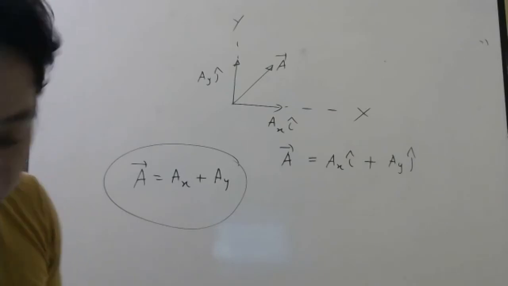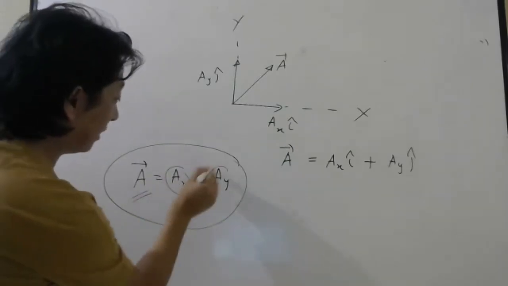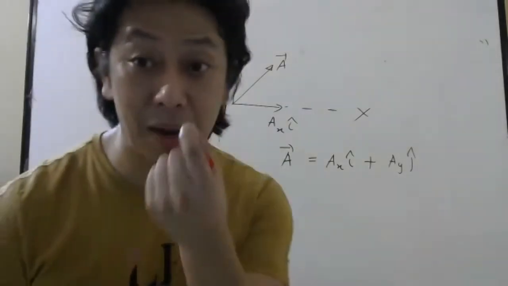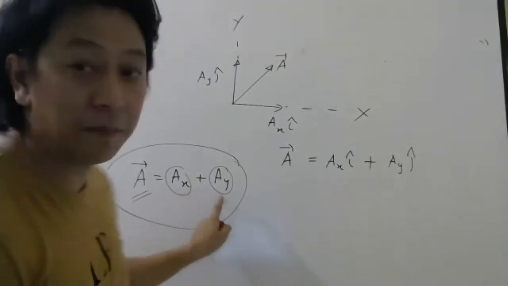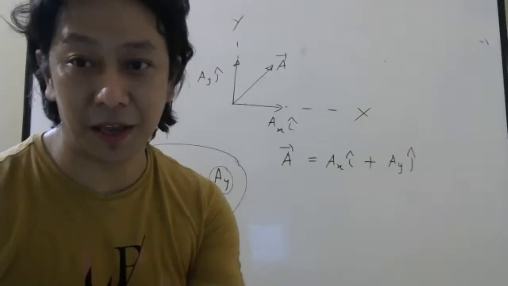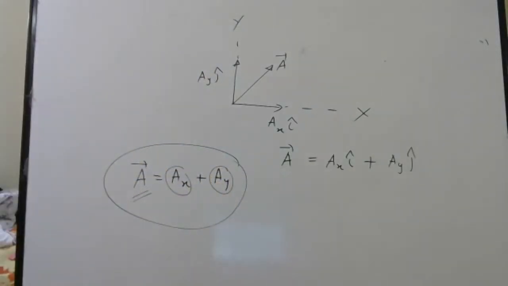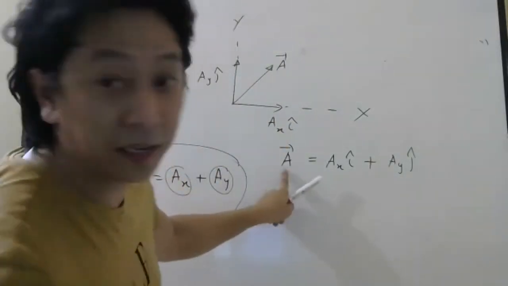Yeah, we cannot write this because this is a vector. These are just magnitudes, meaning numbers. So number plus number will give you a number. But I have told you a million times, a vector is not a number. That's why this i cap and j cap are very important when you want to write a vector.